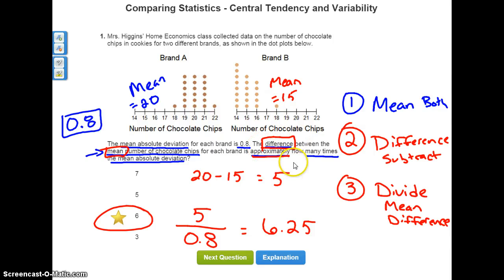When you get questions like this, make sure you identify, yes, you're finding the difference. The difference of what? In this case, we wanted the mean. Again, they will change that. Sometimes they'll say median. Sometimes they'll say mode. It's still the same thing, except you're solving for the mode. And then in the end, they're saying it's about how many times the mean absolute deviation, or how many times the variance. Sometimes they'll give you the word variability in here. It's the same thing. We're going to divide our difference, which in this case was 5, by what our mean absolute deviation or our variability was, which was 0.8, and then we should get a solid answer.